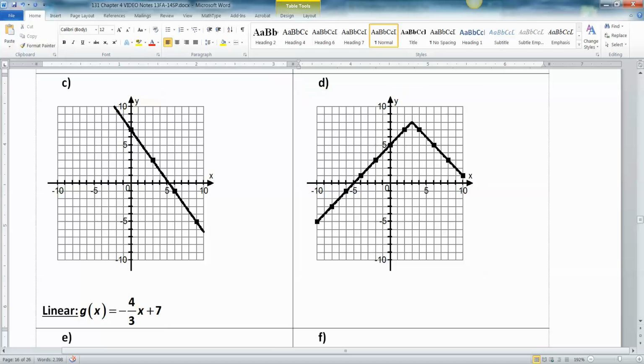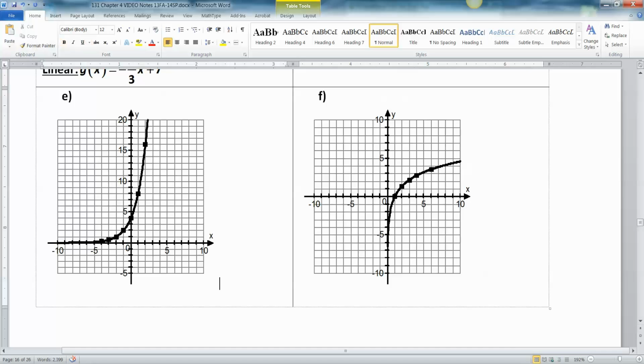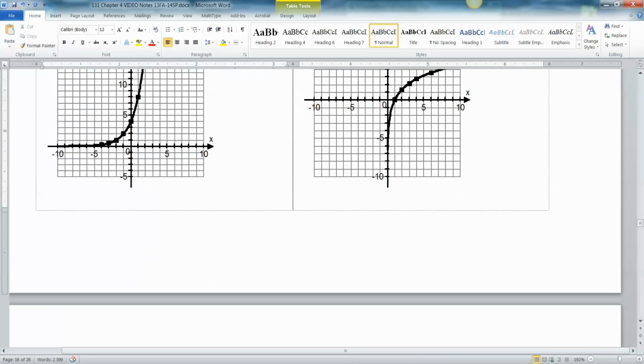All right. D is rather obviously neither, right? That's not linear and it's not exponential. That's actually an absolute value equation. The V shape is an absolute value symbol. All right, but not one we're dealing with right now. All right, E is exponential. You can see it has that classic exponential curve.